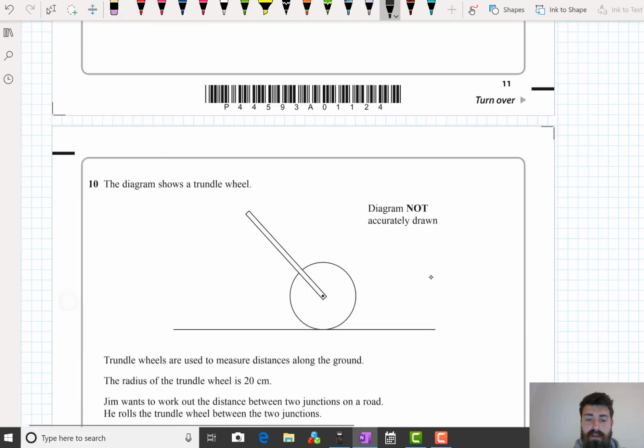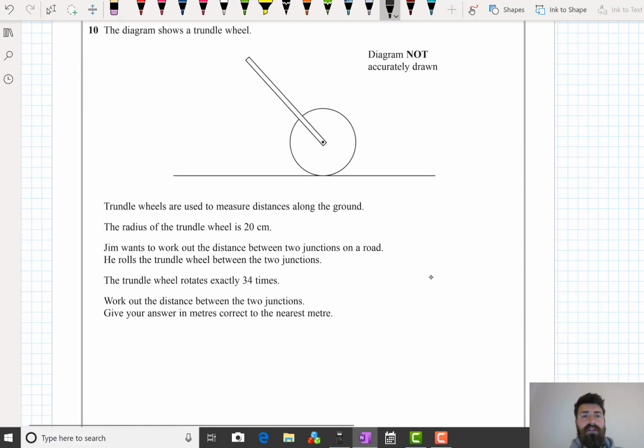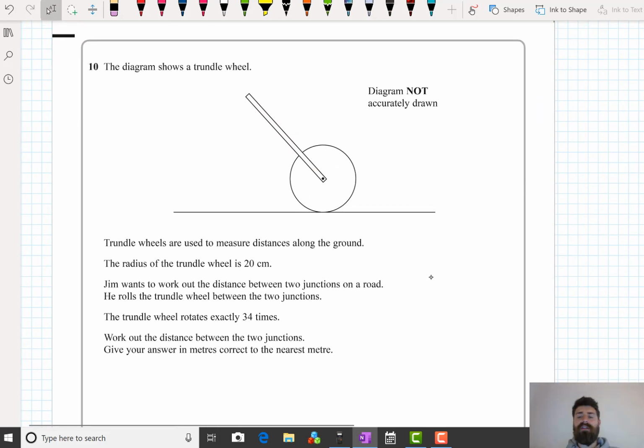Question 10: the diagram shows a trundle wheel. For those who don't know, that's the thing that you push along the floor to measure. Oh wow, it says it on the line there. Trundle wheels are used to measure distance along the ground. I've used one of these before, mine was rubbish. Don't buy cheap. The radius of the trundle wheel is 20 centimetres, worth putting on here. 20 cm, radius, middle to the edge.